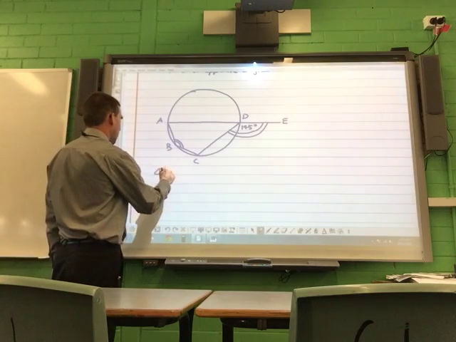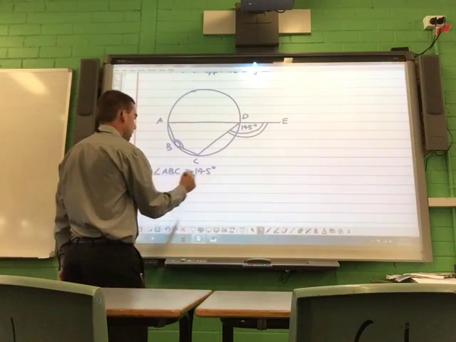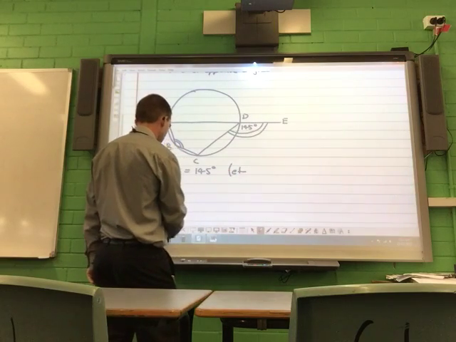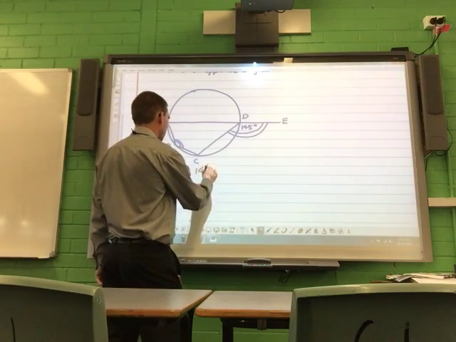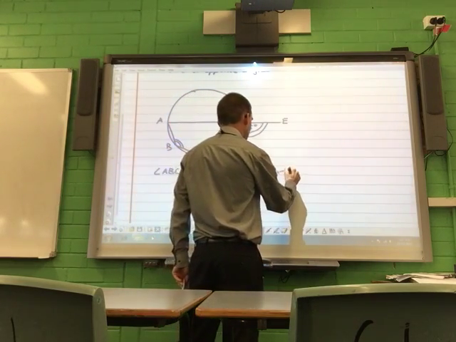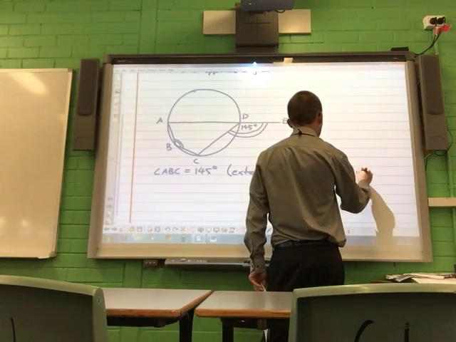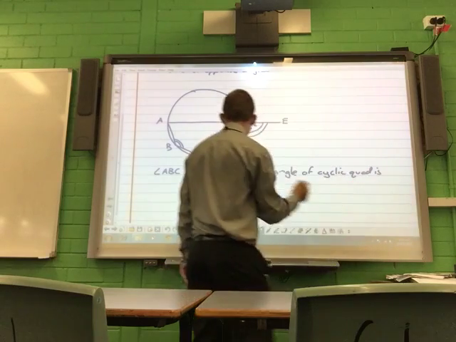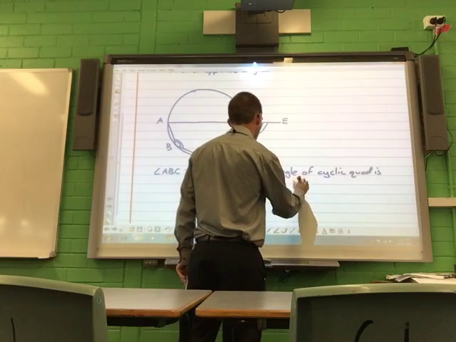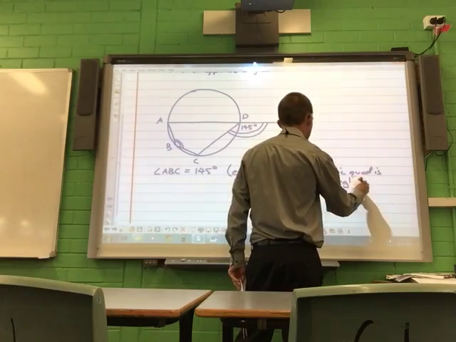Alright, so angle ABC is going to be the same, 145 degrees. And the reason: exterior angle of cyclic quad is equal to interior opposite angle.